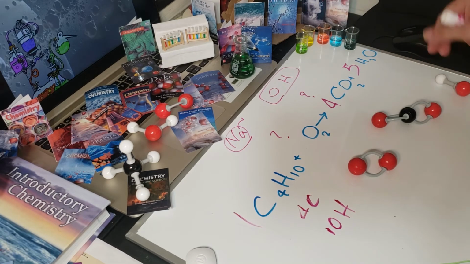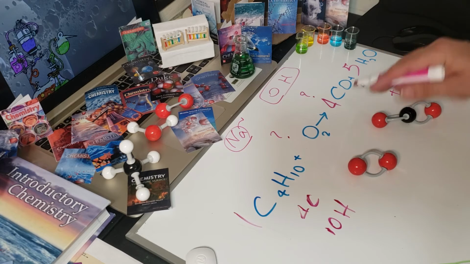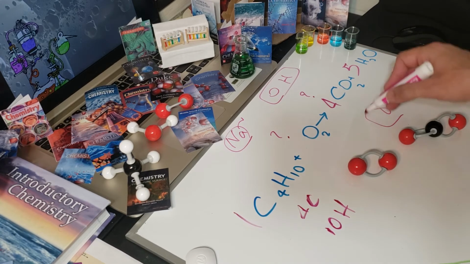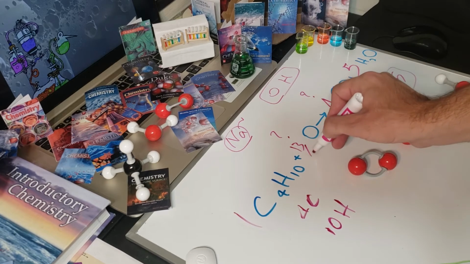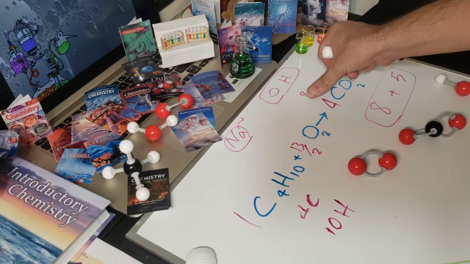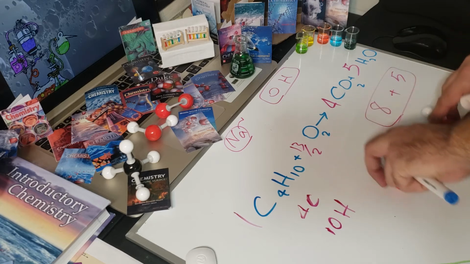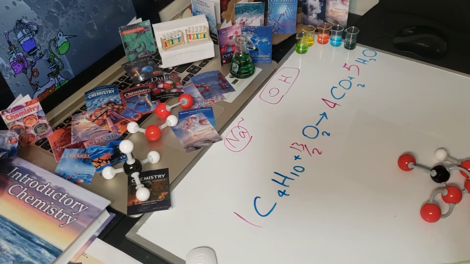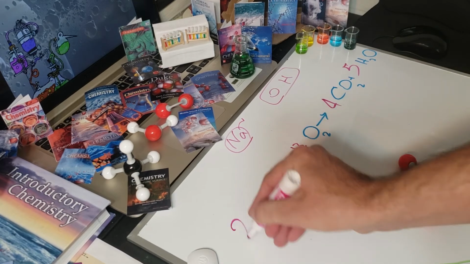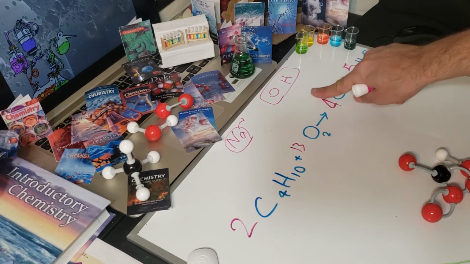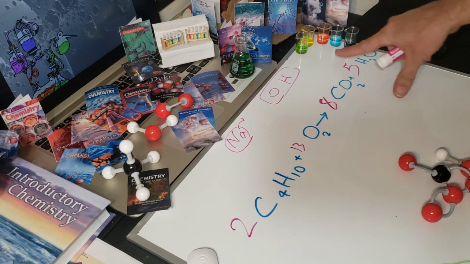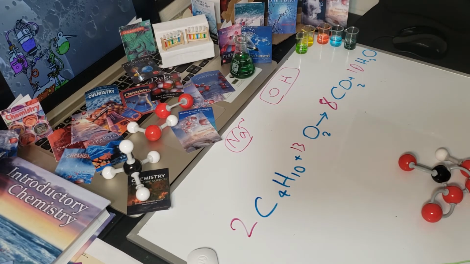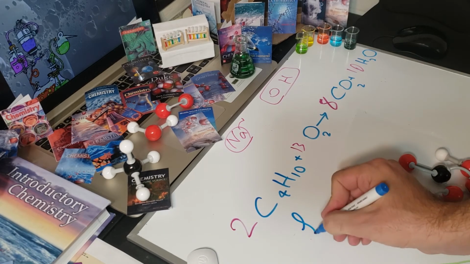Then I have 5 oxygens here, plus 4 times 2, 8. So 13 oxygen, 13 divided by 2, or else I could just say I multiply everything by 2 to get 2, 13, 8, and 10. That's this.